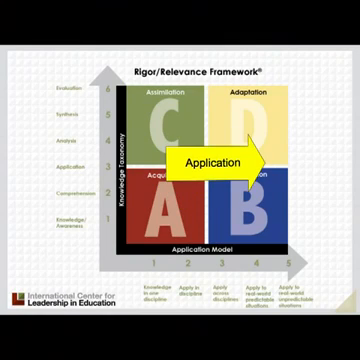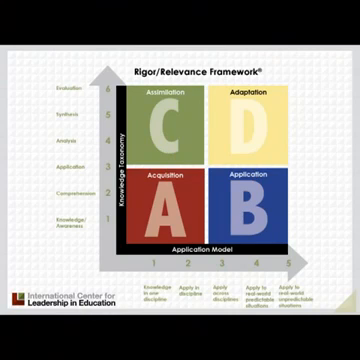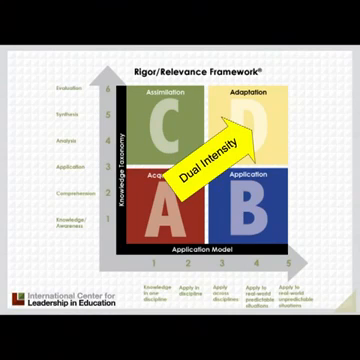The fifth area is application, and this is moving horizontally in the Rigor Relevance framework into quadrants B and D, increasing the application of mathematics. And then finally, the sixth focus or shift in mathematics is dual intensity. And this is, by another set of terms, moving toward Quadrant D. Dual intensity is increasing the application of mathematics and deepening the understanding when elevating to higher levels of rigor.